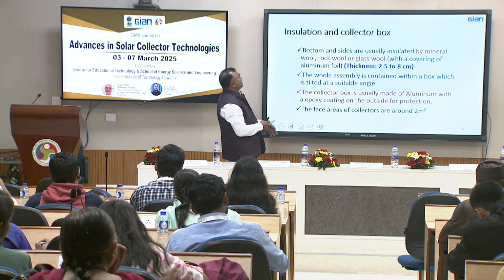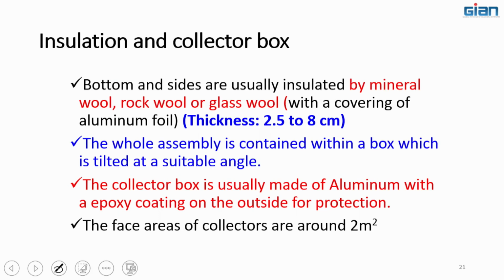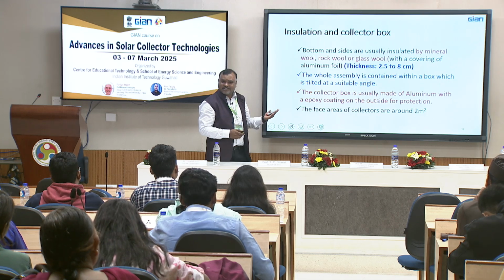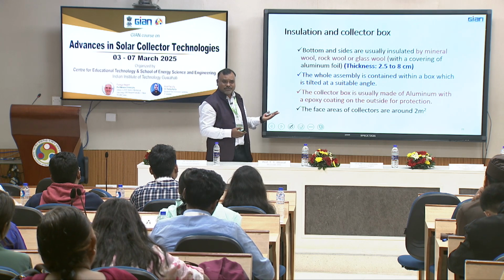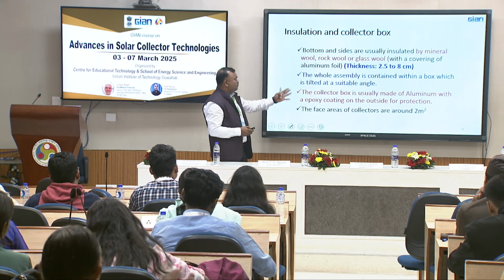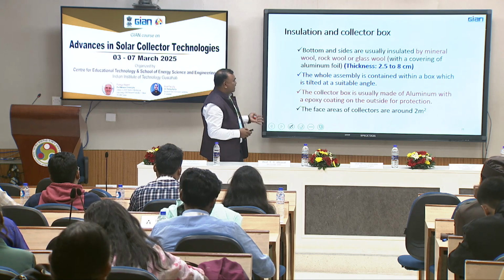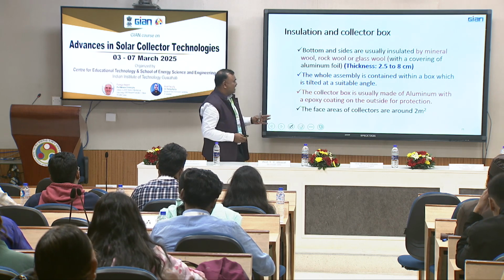We need insulation and collection boxes, like bottom and sides are usually insulated by mineral wool, rock wool or glass wool. These are insulators. What could be the conductivity of this kind of insulators? It's like 0.03 watt per meter Kelvin, right. So that range is very, very low thermal conductivity, with thickness about 2.5 to 8 centimeter, and the whole assembly is contained within a box which is tilted at a suitable angle.